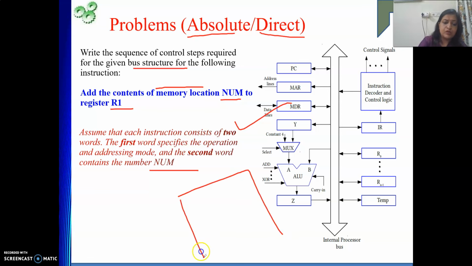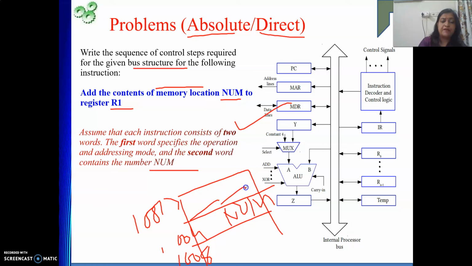If the instruction consists of two words, and the instruction starts at 1000, where is the next instruction? At 1008. 1004 will hold this num. The first part will hold that opcode, addressing mode and other information. So PC will have 1000, and after this instruction, PC should have the value 1008. So that part we need to take care of. And to get the data from memory, we need to read the contents of memory location 1004. This time we have to do that because num will not come as part of your IR. It will be in the next word following the opcode part, the first part of your instruction.